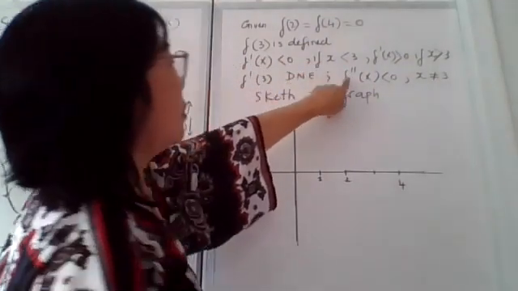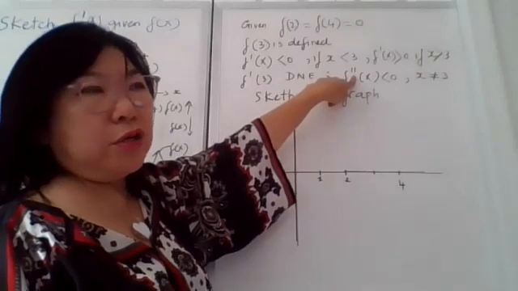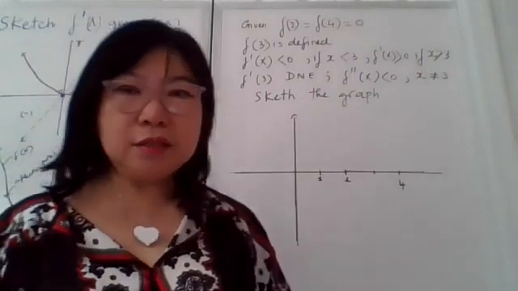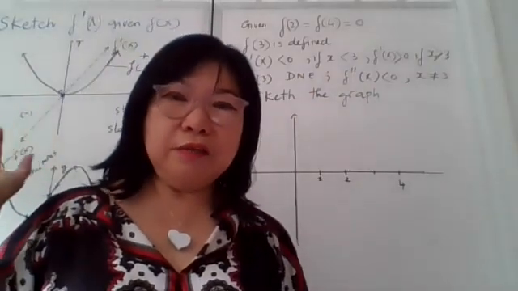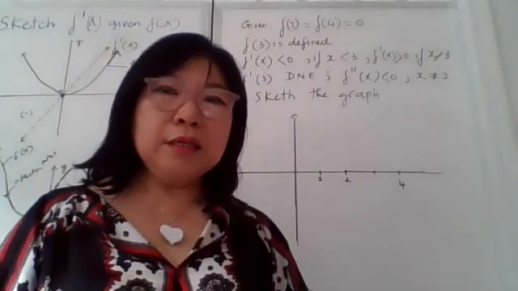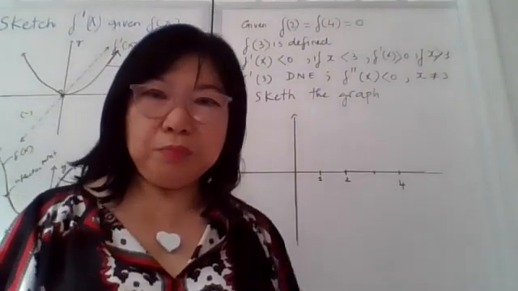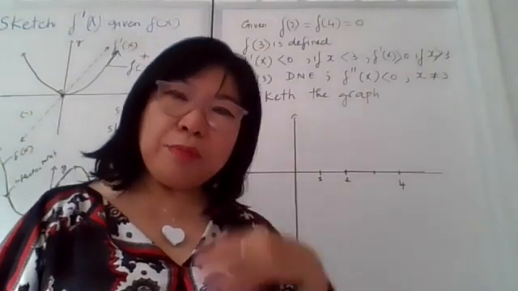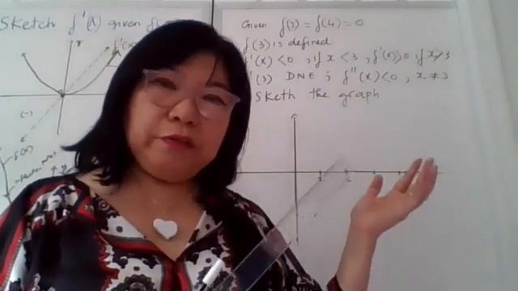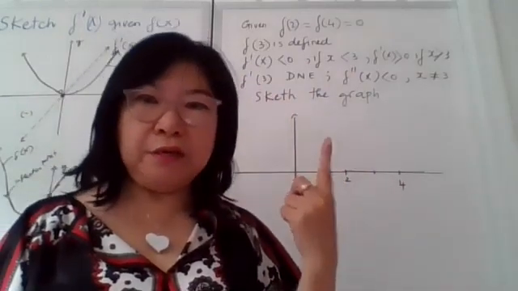F double prime, the double prime here, stands for second derivative. In the future, if you learn the second derivative, it is not a big deal because it is the same as the first derivative. You take the derivative the first time, then you take one more derivative the second time, after you apply the chain rule and the power rule. When you take the derivative of your function the first time, we call it the first derivative.